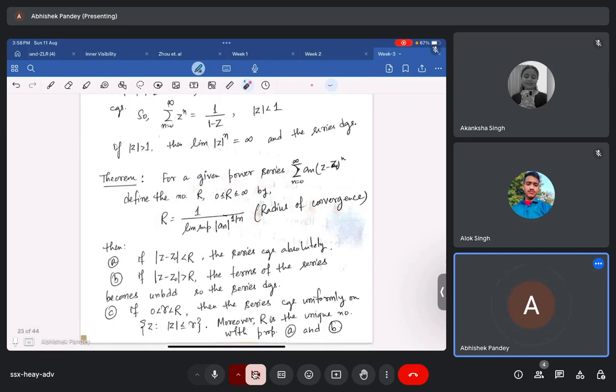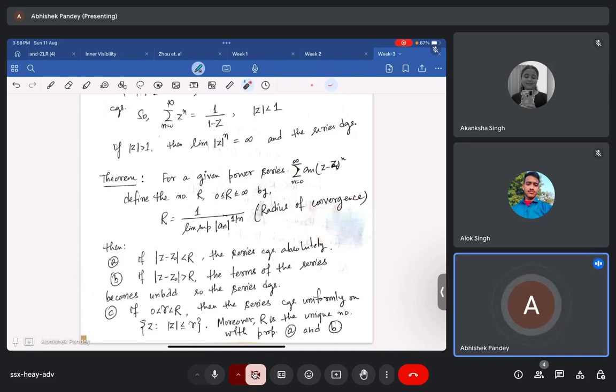Then for mod z minus z naught less than R, this is the ball centered at z naught with radius R, and this series converges absolutely. And if mod z minus z naught is greater than R, this series diverges. We don't know what happens on the circle of convergence. In general there is no statement for the convergence on this one.